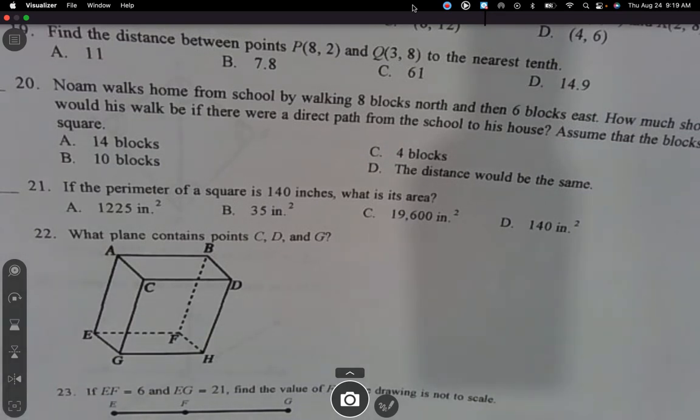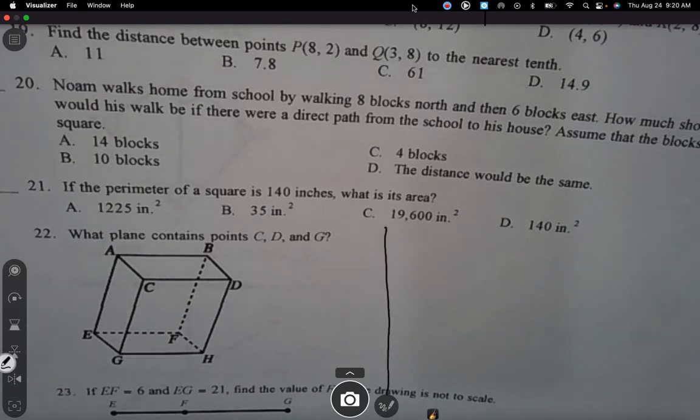All right, number 20. Gnome walks home from school. All right, y'all need to draw. We did this one yesterday with class. Okay, that's fine. We're gonna do it again. Now I'm gonna draw a little coordinate grid. He walks 8 blocks north, that is 1, 2, 3, 4, 5, 6, 7, 8, and 6 blocks east. So when he walks home from school, he goes up this way 8 blocks, over this way 6 blocks.